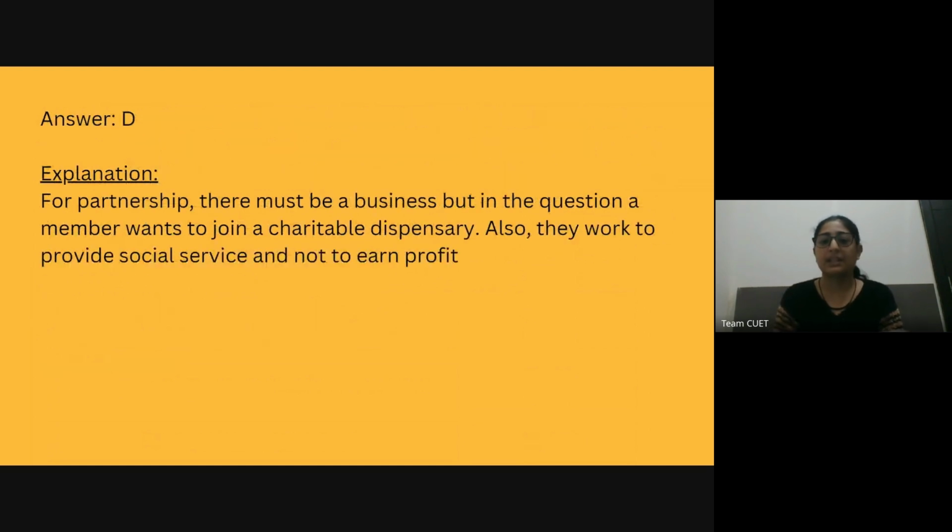For partnership, there must be a business, but in the question, a member wants to join a charitable dispensary that is not made for earning profit, also not made for doing business in order to earn something. So they provide social service, so a partnership deed cannot be made.